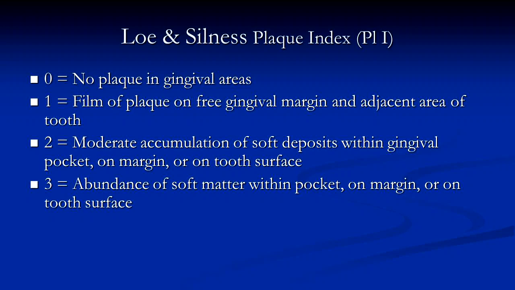You add all the scores for all the teeth, and then you divide by the number of teeth that were assessed. You can see that a calibration session is essential whenever you're utilizing the plaque index out in the field, simply because what I think is an abundance of soft matter could be what my partner thinks is a moderate accumulation. So you have to be very clear on the standards that you use with your research team.